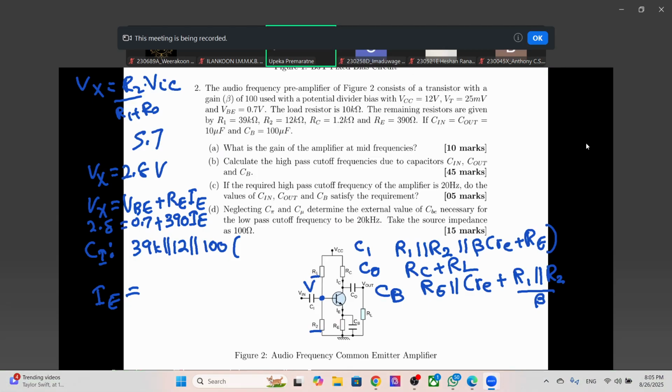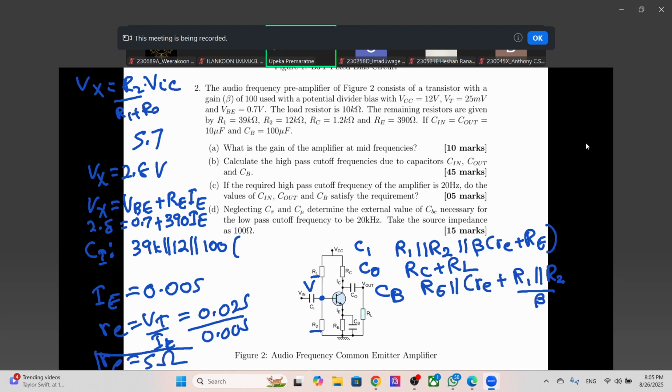IE is 0.5 milliampere. And then r_e will be VT divided by IE, 0.025 divided by 0.5 milliampere. r_e will straight away be approximately 5 ohms. So that is how you find r_e in that case.